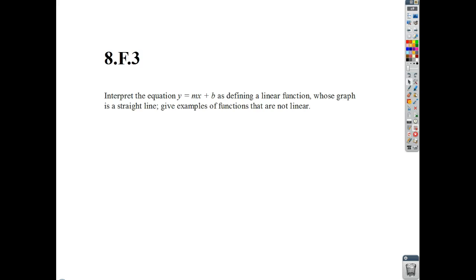Continuing the wonderful world of functions. Here's your standard. What we're really going to focus on here is the linear function aspect, okay? About being a straight line, and then functions that are not linear.